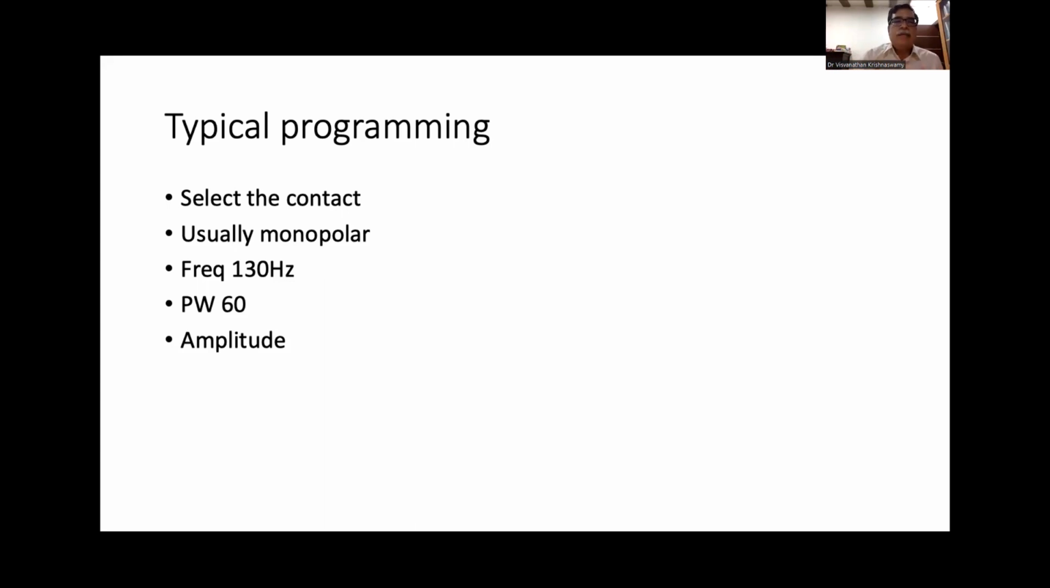But the typical frequency is 130. What we move up and down is the amplitude on each side. So these are the standard programming. Now there are also complex programming available, like interleaved programming, bipolar stimulation and things like that for patients who are a little more difficult to achieve optimal stimulation.